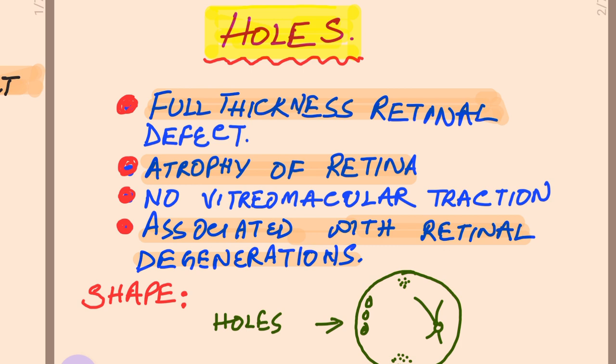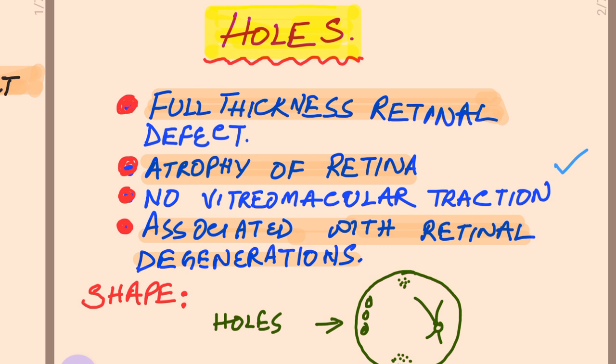So mostly these holes are present in the areas of degenerations. They are atrophic patches of the retina. That's why they are called atrophic holes of the retina. And there is no vitreomacular traction present in these holes. Now these holes are mostly associated with the retinal degenerations.